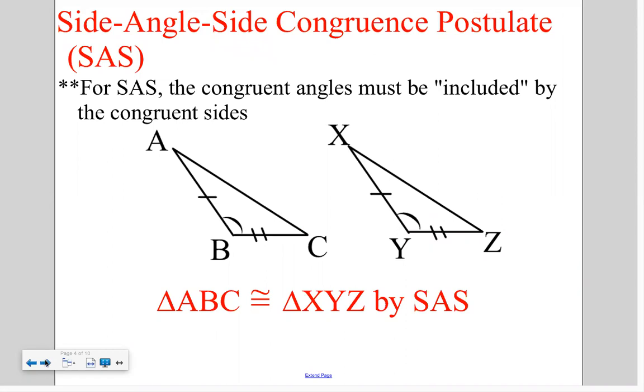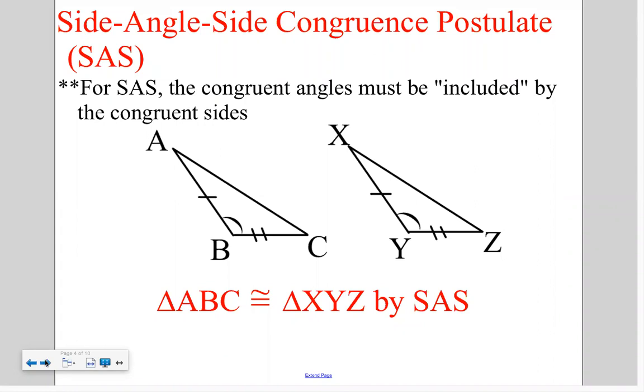Side, angle, side, congruence postulate. Side, angle, side. So we talked about this one yesterday as well. I think this is the last one that we talked about. We're given 2 pairs of sides that are congruent and 1 angle pair that's congruent. And that angle pair is in between the 2 sides, or that angle is included with the 2 sides.